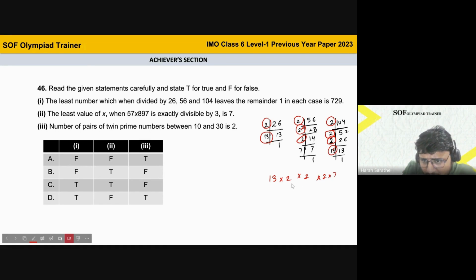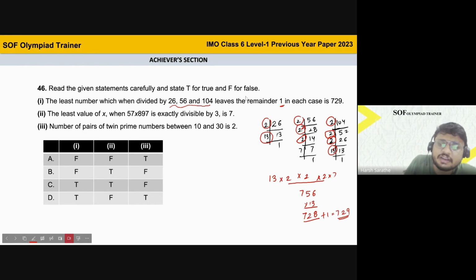So it will be 8 7s are 56, 13 6s are 78, carry over 7, 65 and 7, 722, 728. 728 is the LCM, but they are saying that they are leaving the remainder in each case. So you will add 1 to it. So it will be 729. Means 729 is the number which, when divided by 26, 56, and 104, leaves remainder 1 in each case. So first one is true.